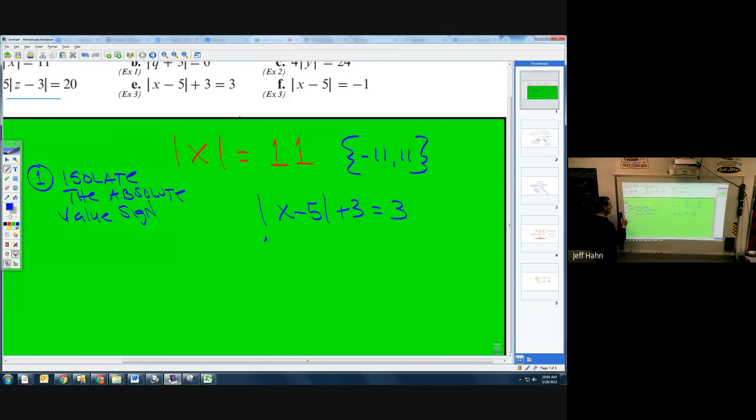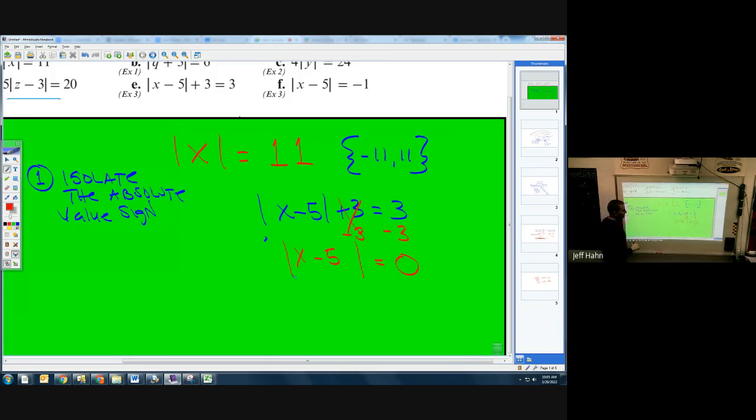The 3. And how do I get rid of a positive 3 in the equation? I subtract 3. I wish I had done this problem out here because we ended up with a 0. So now I get the absolute value of x minus 5 is 0. Step number 1. You've got to get this. In this other equation, if I want to get rid of the 5 and get the absolute value sign by itself, I would divide by 5, because this is 5 times the absolute value.